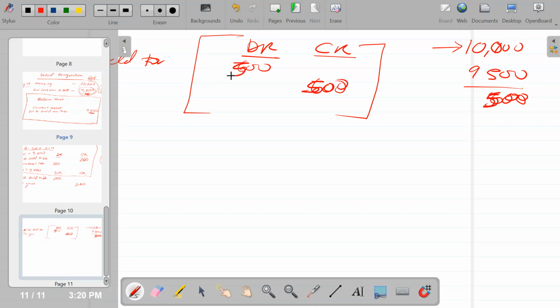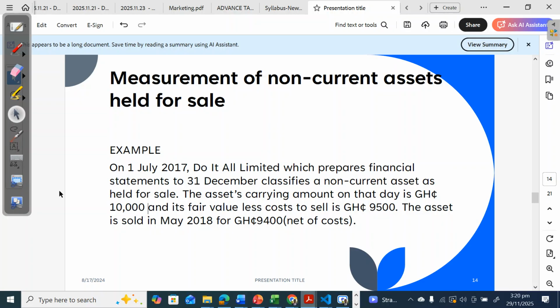These are some of the principles we need to note. So the bottom line is, after initial recognition, any subsequent fair value gain should be restricted to the original impairment loss. It should not exceed that amount.